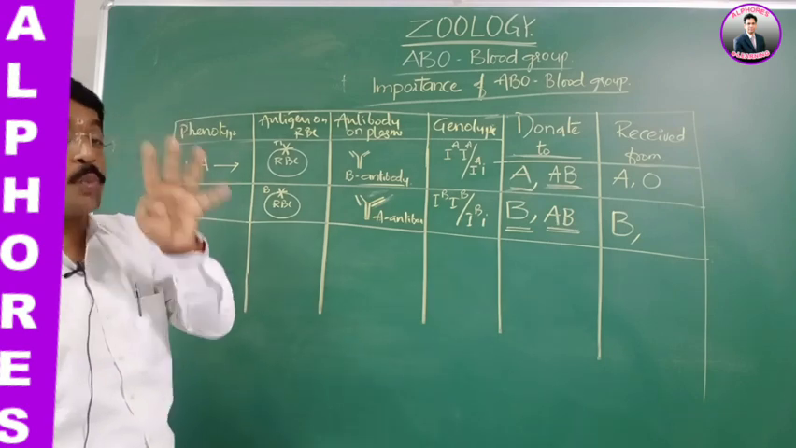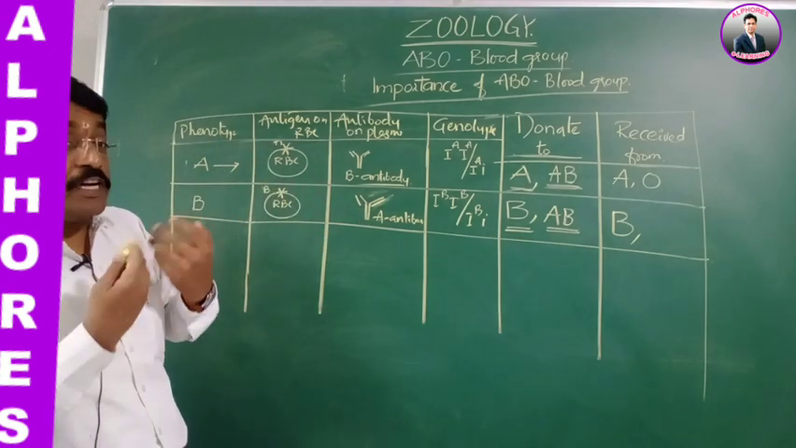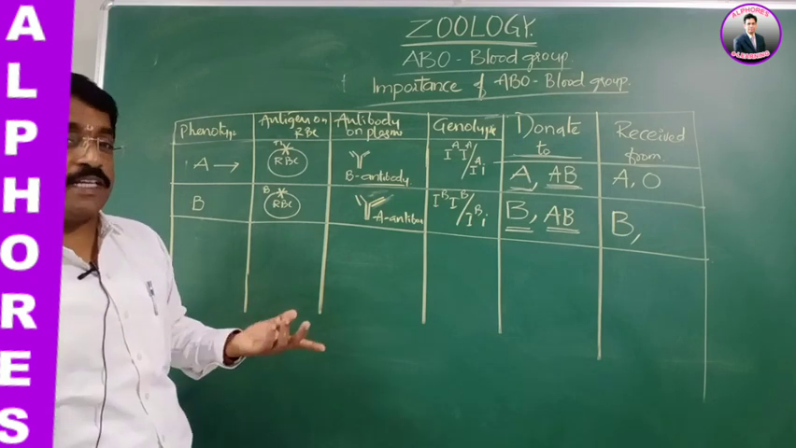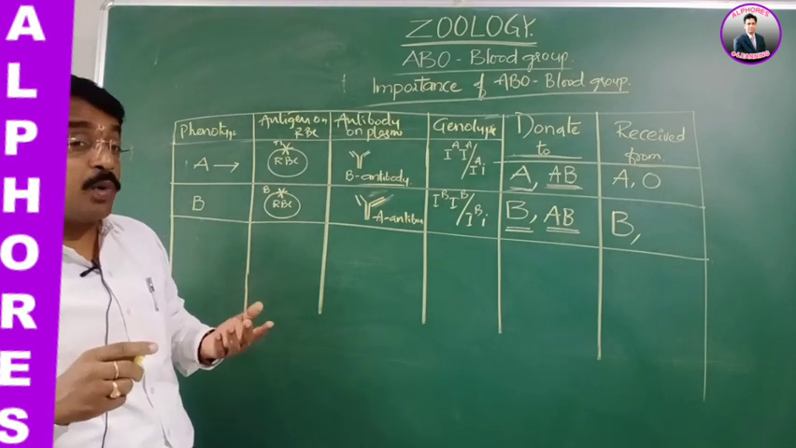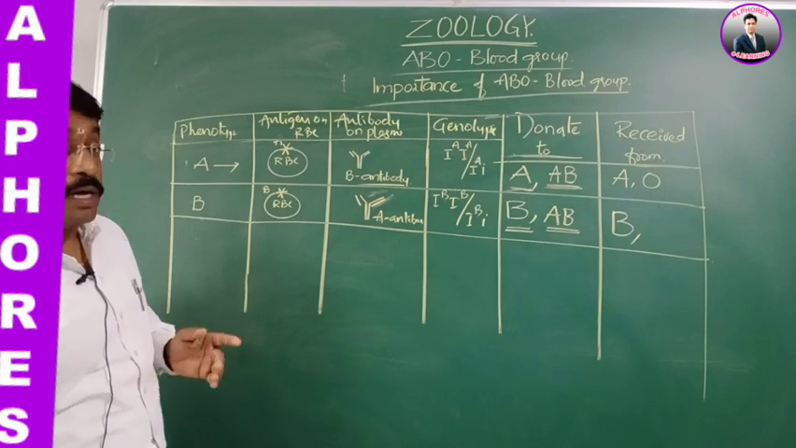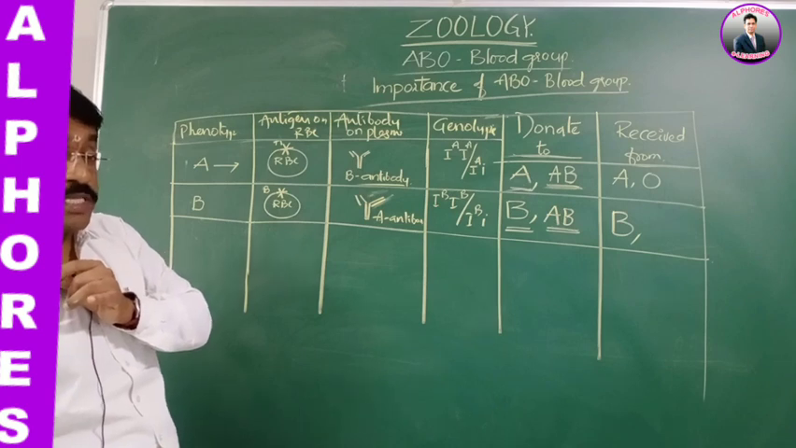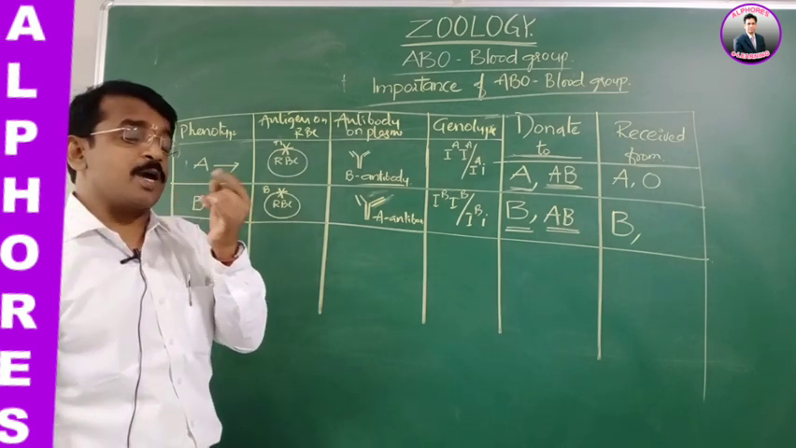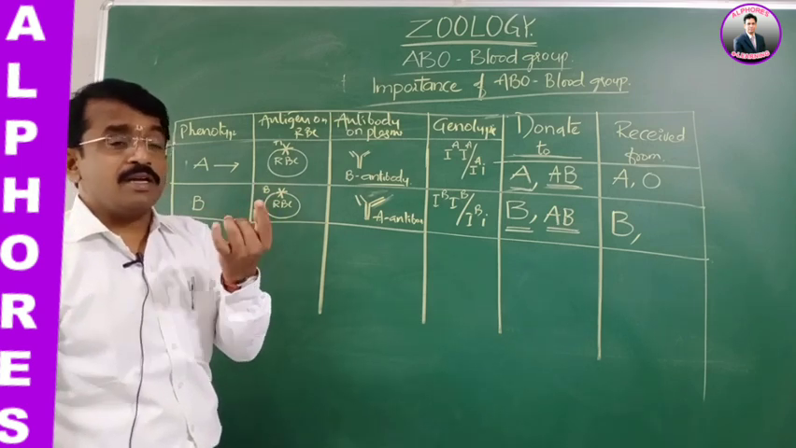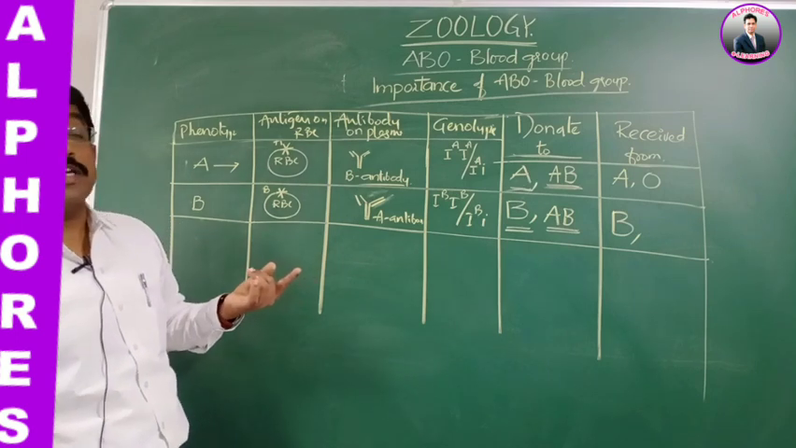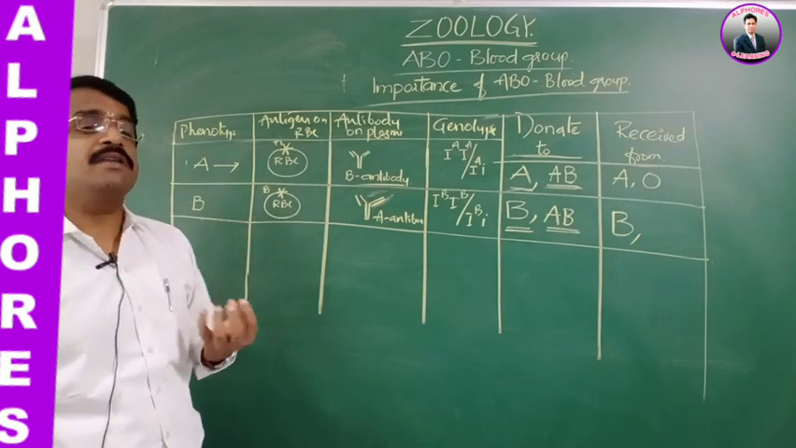And the fourth option is O. If O is the recipient, that is, if it is receiving from O, O is with no antigen. That's the reason why there is no clumping. But one thing to remind you, what I told you is receiving recipient antigen, donor antibody are of less importance. Less important. However, the clumping takes place.